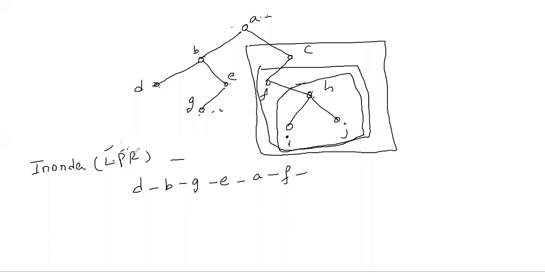H left. Apply the LPR formula. What is the left? I. Next, what is the parent? H. Next, right. What is the right? J. Okay, so now it is completed. H subtree completed, which means F right side is completed.